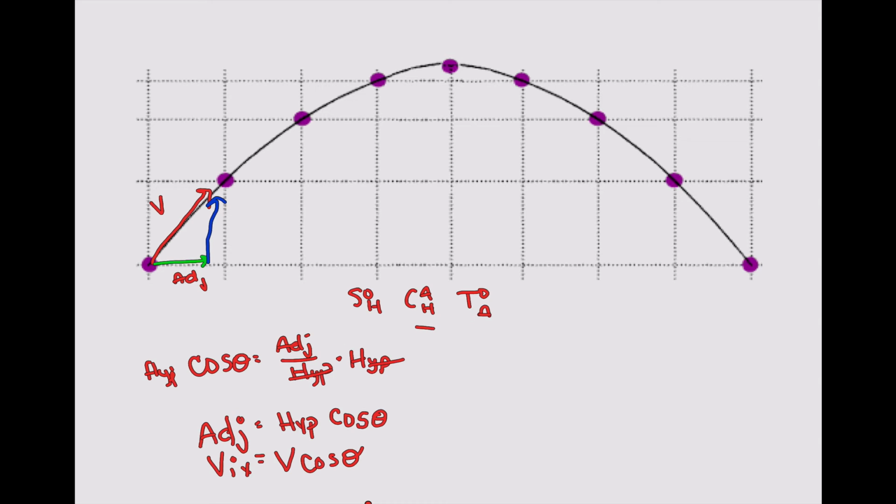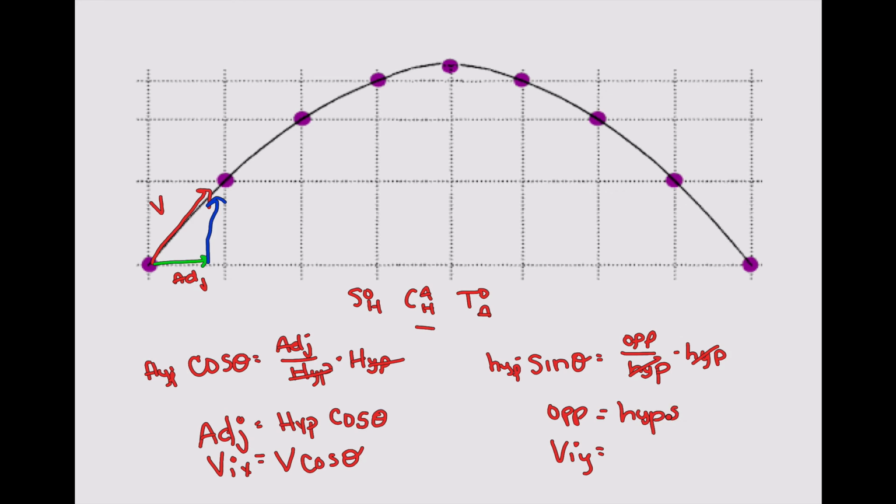And the same thing is going to happen for the blue arrow. We have sine theta equals opposite over hypotenuse, and we want that opposite by itself, so multiply both sides by hypotenuse. These two cancel, and you have the opposite leg, or V_iy equals hypotenuse times sine theta, or V times sine theta.